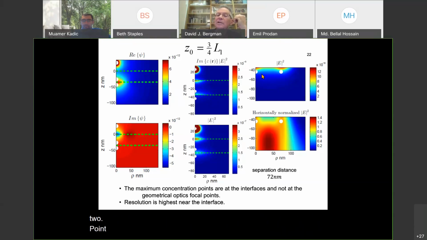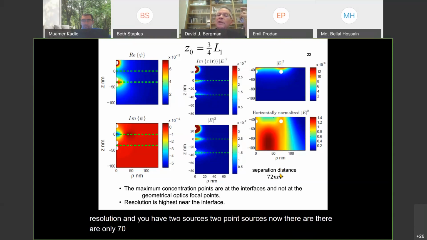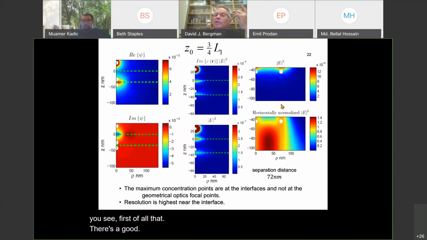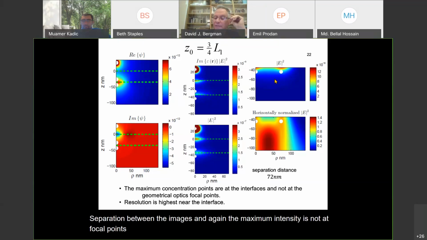You can see something similar also when you look at the resolution. You have 2 sources, 2 point sources. Now they are only 72 nanometers apart, but the illumination is still as before, 365. So you see, first of all, that there's a good separation between the images. And again, the maximum intensity is not at the focal point, but at the interface.